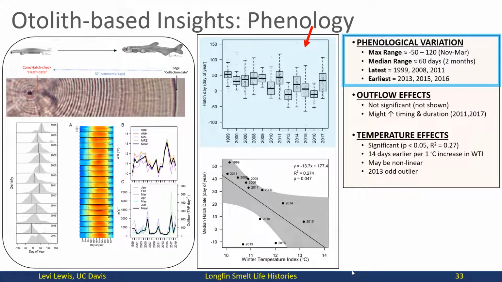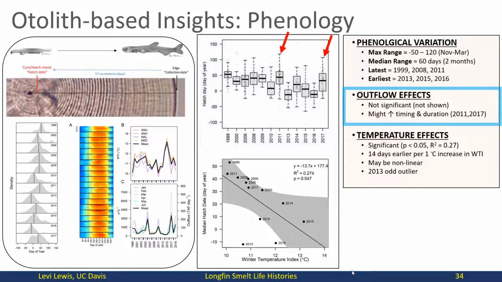Hatch dates range from -50 to 120 in day of year days, which is basically November to March, which matches exactly what we would expect. The median differences between years was up to 60 days. So the center of distribution of hatching can vary from year to year by at least 2 months.